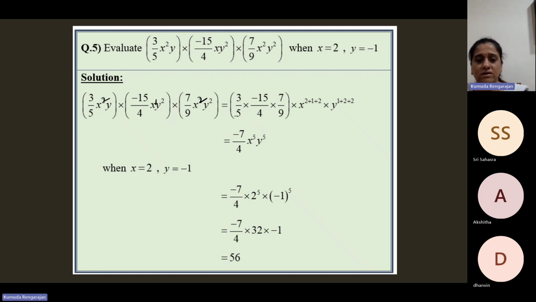So here you should cancel. 5 ones are 5, 3 fives are 15. Then 3 ones are 3, 3 threes are 9. So like that, when you cancel, you'll get minus 7 by 4. So the product is minus 7 by 4, x to the power 5, y to the power 5.